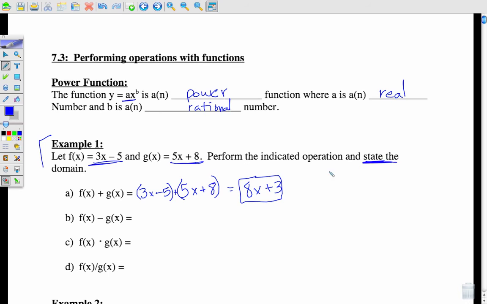Now, we are going to come back to this whole concept of stating the domain. We're going to get to that in a second, so leave some space over here, because right over here we are going to state the domain of this. We'll get there.